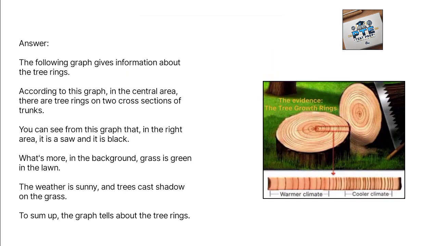The following graph gives information about the tree rings. According to this graph, in the central area, there are tree rings on two cross-sections of trunks. You can see from this graph that in the right area, there is a saw and it is black. What's more, in the background, grass is green in the lawn. The weather is sunny and trees cast shadows on the grass. To sum up, the graph tells about the tree rings.